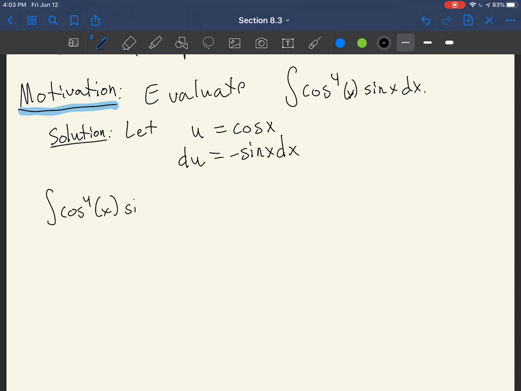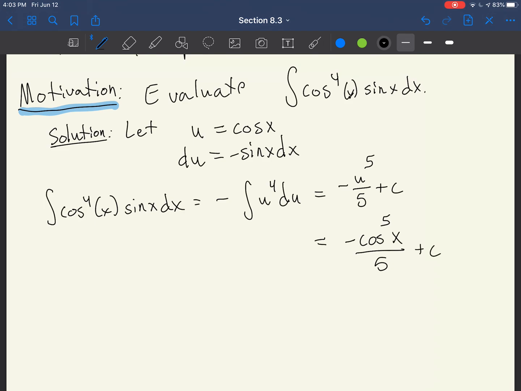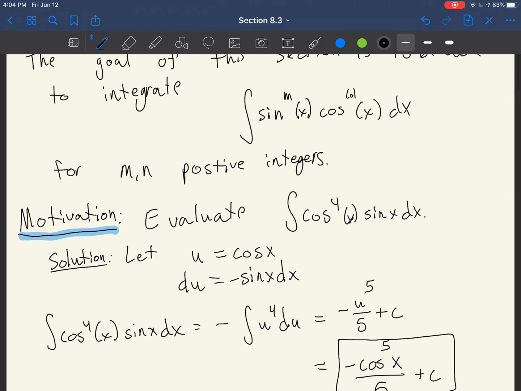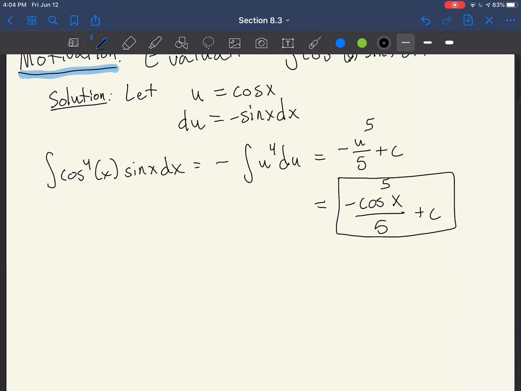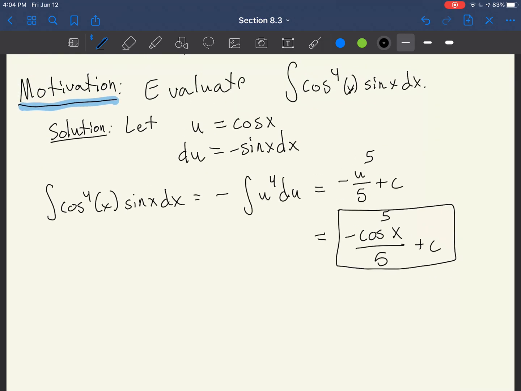So then this integral would be negative integral u to the fourth du, which is negative u to the fifth over 5 plus c, which is negative cosine to the fifth x over 5 plus c. So already we can integrate some integrals of the trigonometric form, powers of sine and cosine. But really, what did we do here?